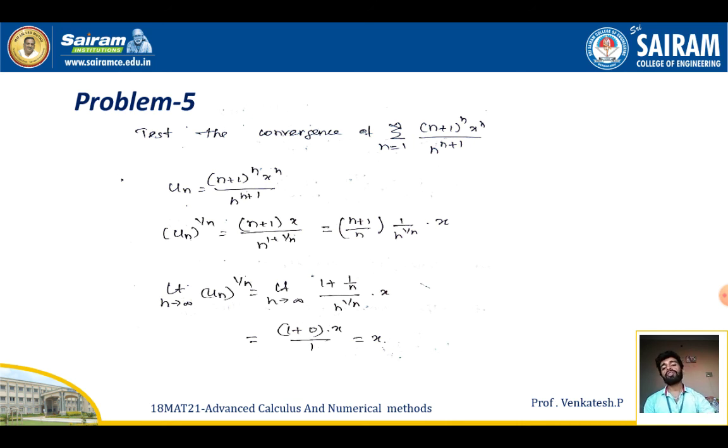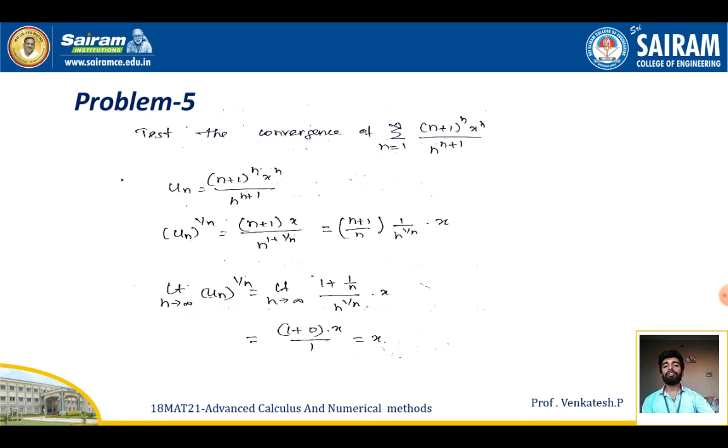Now to satisfy Cauchy's root test, I am going to apply the limit n tends to infinity on both sides of the equation. So the equation will be limit n tends to infinity of u_n^(1/n) equal to limit n tends to infinity of (1 + 1/n) divided by n^(1/n), into x. If I apply the limit in the numerator, 1/infinity will be 0, so I'll get only 1 + 0. In the denominator, from the standard formula, limit n tends to infinity of n^(1/n) is 1. So I can replace that complete value with 1, and I can keep the value of x as it is.